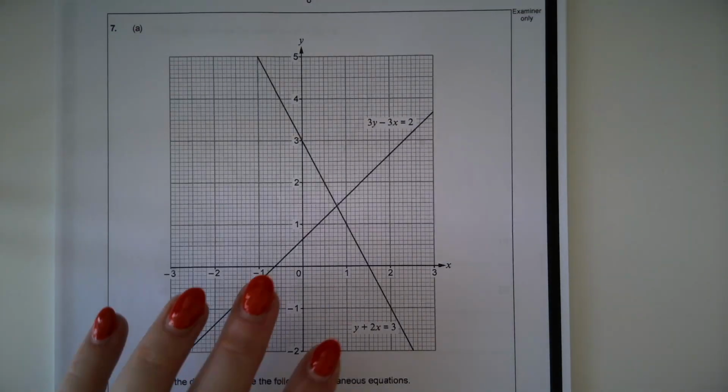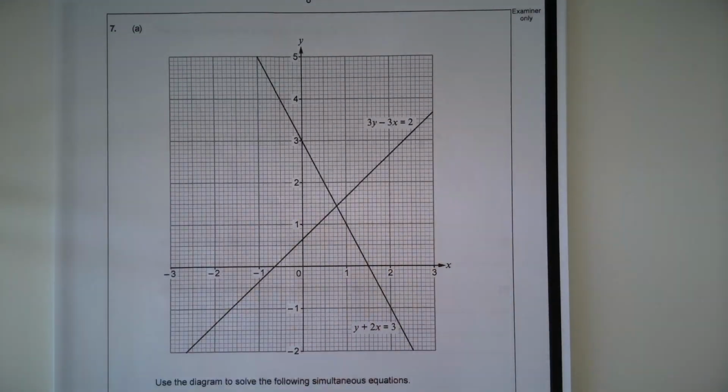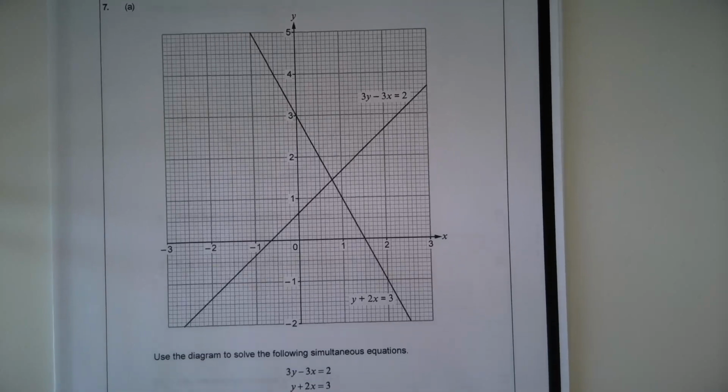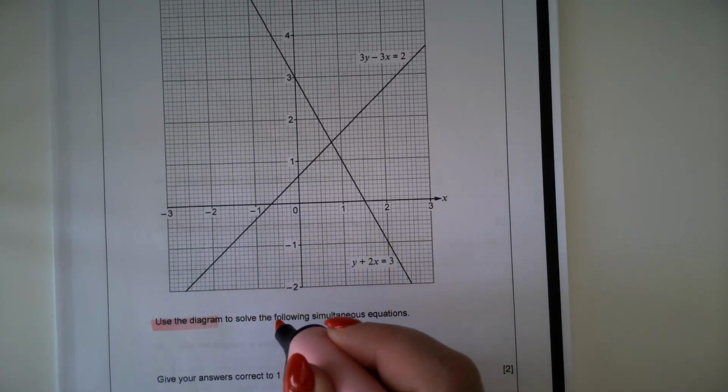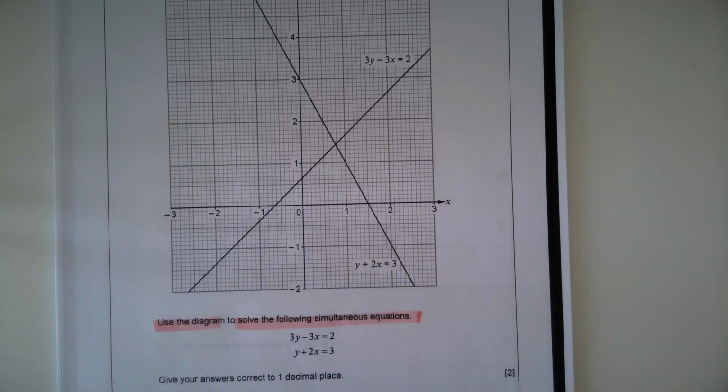Question 7a. So we have a diagram here. It's a graph and we've got two linear graphs plotted there, so two straight line graphs. I'm just going to move this up a little bit. It asks us to use the diagram to solve the following simultaneous equations.